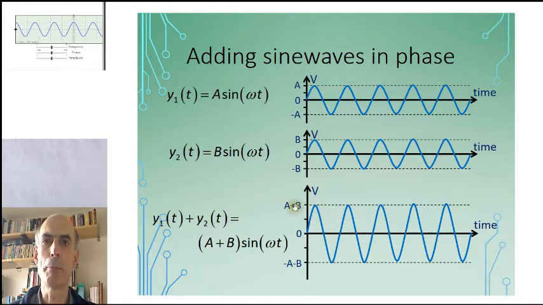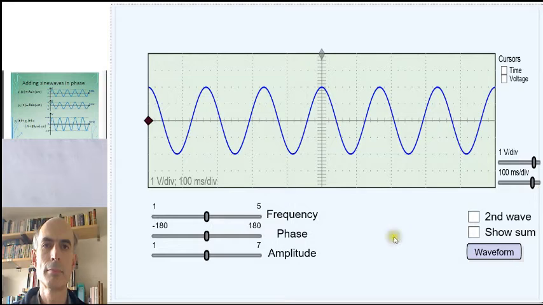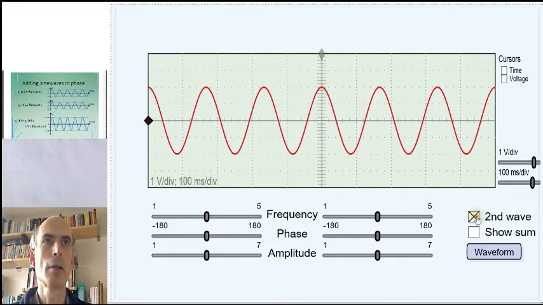The problems come when we want to add two sine waves which are not in the same phase. Here I've plotted a sine wave in blue, just the one of it. I can add another sine wave to this display, like so. It's in red. You can't see the blue one anymore because it's underneath the red one. If I reduce the amplitude of the red one, you'll be able to see both of them.